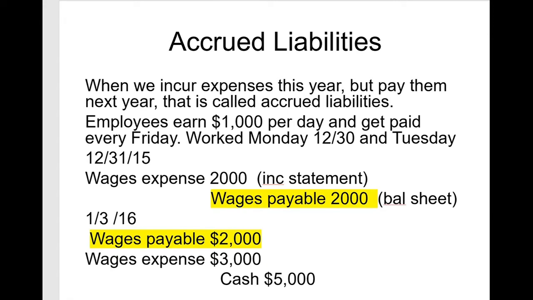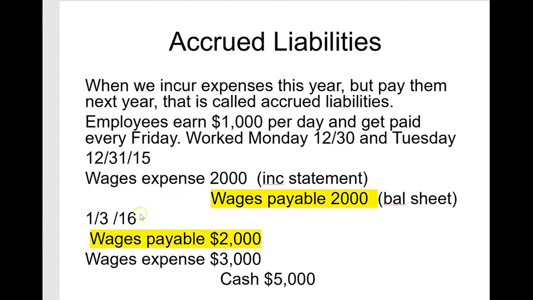And you can see that if you fail to make that entry at year end, that would understate expenses under accrual accounting rules, and that would overstate net income under accrual accounting rules. So if you didn't make this entry at year end, the exam might ask you what's the effect on net income, and you'd say net income would be overstated because expenses would be understated if you failed to make this entry at year end.